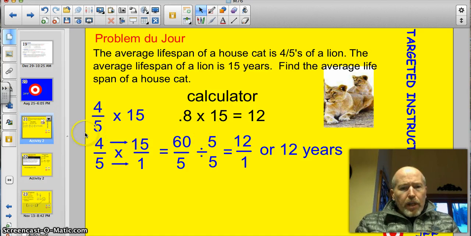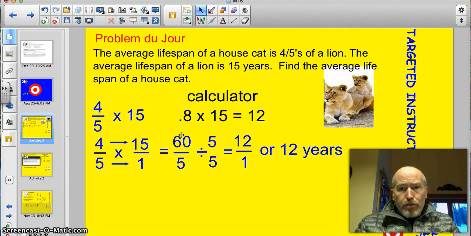Watch what I did. Here's my 4/5 times 15. Now, 15 over 1 is the same as 15 because 15 divided by 1 is 15. Now, just multiply straight across. Don't worry about common denominators. 4 times 15 is 60. 5 times 1 is 5. So I got 60 over 5, but I'm not done.